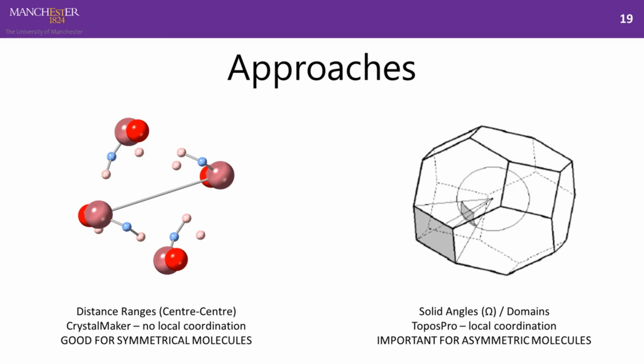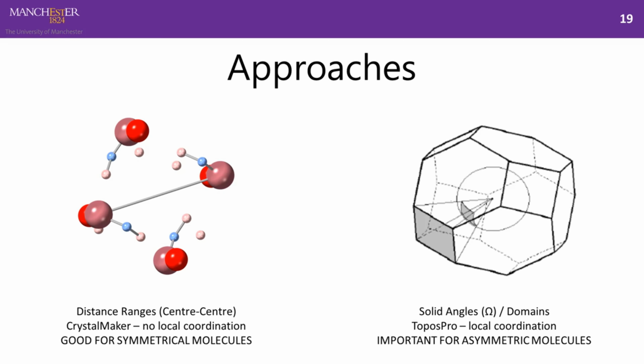You can either look at simple distance ranges running from centers of molecules or ions to each other, which can be done using the Crystal Maker approach too. And this is perfectly fine when you're looking at symmetrical molecules, because the centers are going to be roughly in the right place. And if your molecules are symmetric, then the interactions on both sides are going to be equal. But this approach does miss out on any local coordination. But the Voronoi polyhedra approach, which I've just covered, will account for that. So this is very important for asymmetric molecules.